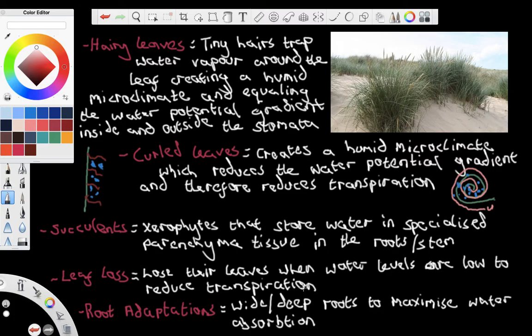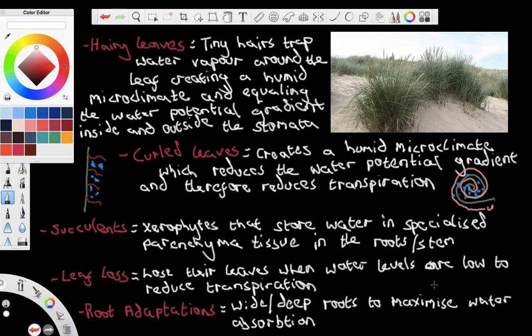They have hairy leaves, and these hairy leaves, which is shown here, trap water vapour in between them. This creates this sort of mini microclimate, therefore there is no water potential gradient. Water cannot be lost from the leaf because there isn't an area that's concentrated and an area that's dilute, it's equal. We've got that they can have curled leaves, again creating this microclimate where water will not be lost. It essentially equals the water potential gradient. We've got succulents, which are xerophytes that store water in specialised parenchyma tissue in the roots and stem. We've got leaf loss. By losing leaves, xerophytes reduce the amount of stomata through which water can be lost through transpiration. And we've got root adaptation.